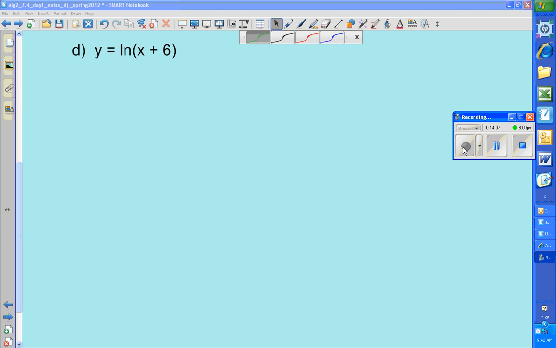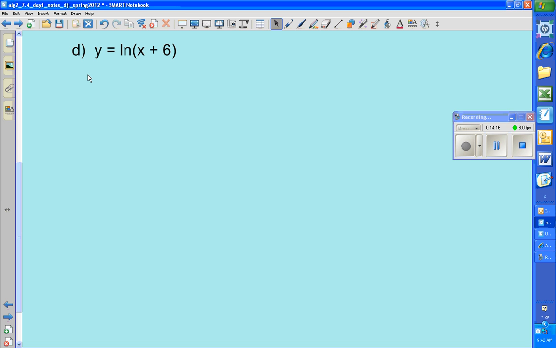All right, so what do we start with on this? How do we start this process? Switch the x's and y's. So x is equal to the natural log of y plus 6. And now we need to solve for y.